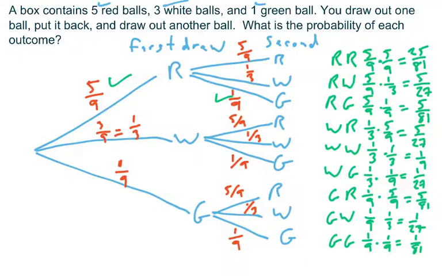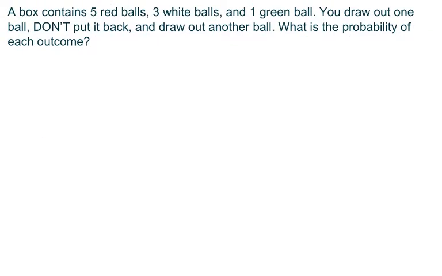Let's switch this up just a little bit. The key thing about this particular question I did is that after the first draw, you put the ball back. What if you don't? A box contains 5 red balls, 3 white balls, and 1 green ball. That's the same as last time. You draw out one ball, but you don't put it back, and then you draw out another ball. What is the probability of each outcome?